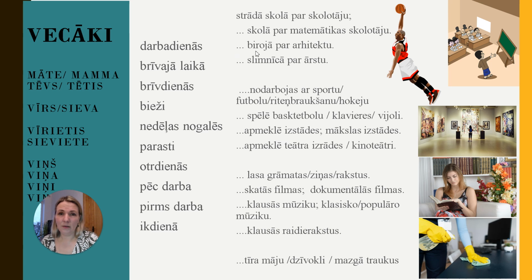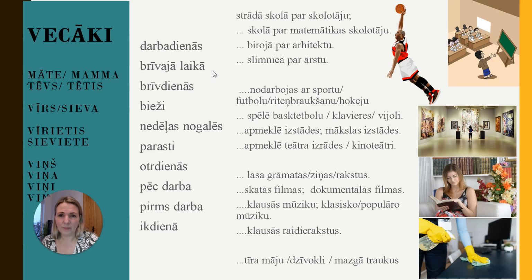Vai vecāki strādā birojā, they work in the office as an architect, par arhitektu, vai strādā slimnīcā par ārstu. Tad tēvs strādā slimnīcā par ārstu. Māte strādā skolā par skolotāju. Instead of strādā, you could say ir. Māte ir matemātikas skolotāja, tēvs ir arhitekts birojā. You can try to rephrase the sentence by using ir. That's the first slide, I think. By looking at the first slide, you can build sentences about their profession as well.